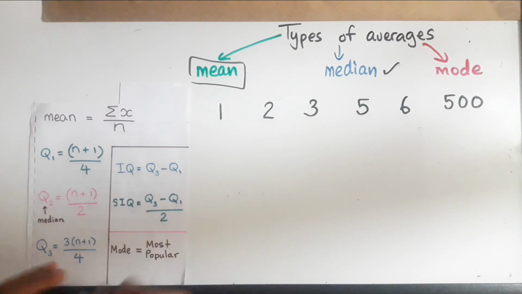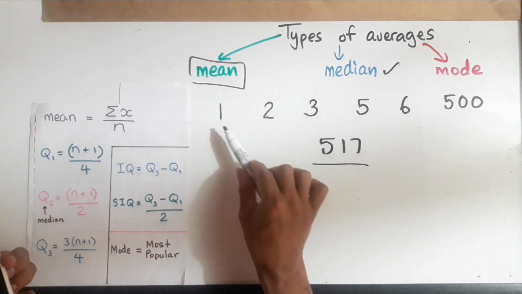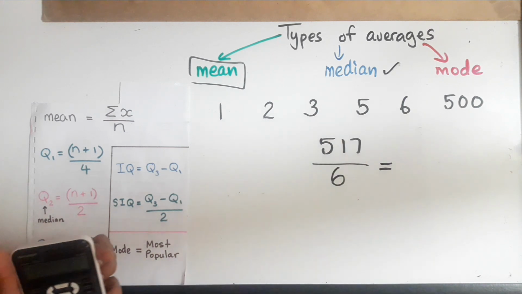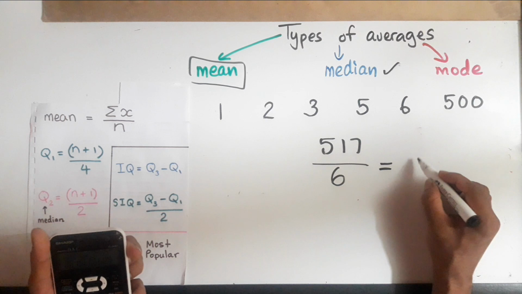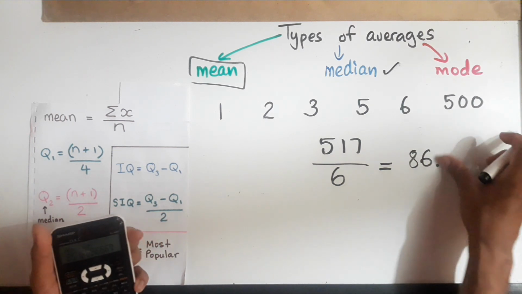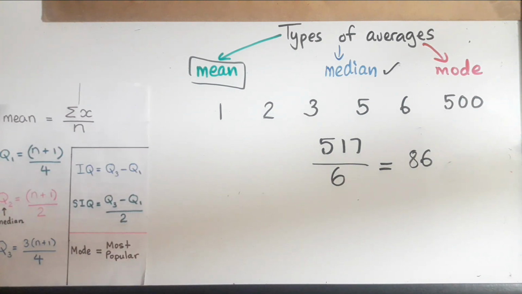When we add up all of these numbers, we get 517. And how many numbers do we have? 1, 2, 3, 4, 5, 6. So 517 divided by 6, and that's roughly 86.2, but we're going to round it off to 86, right? Because it's tacos. You can't buy half a taco.